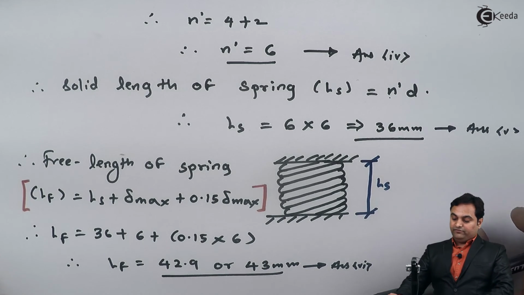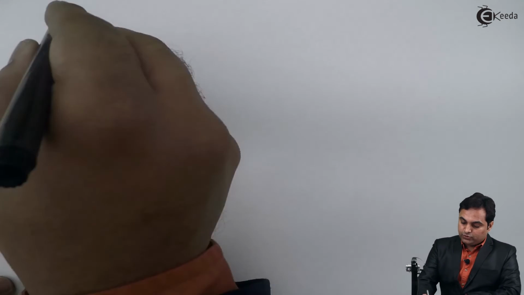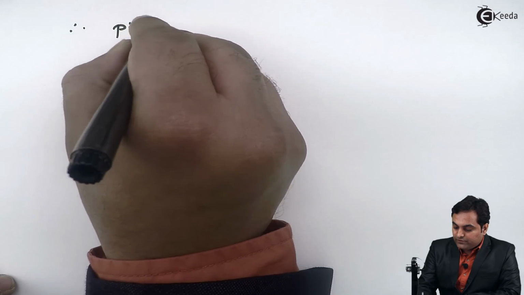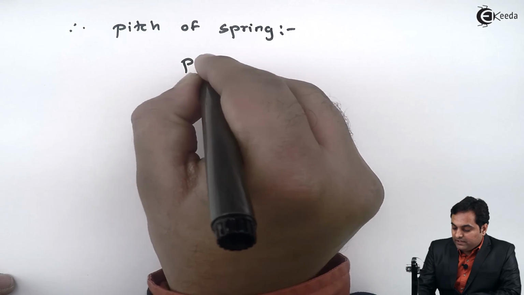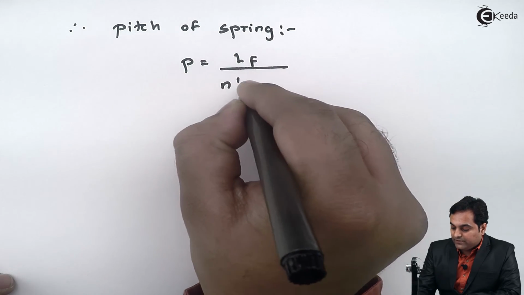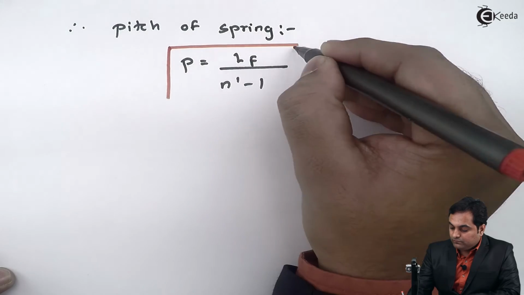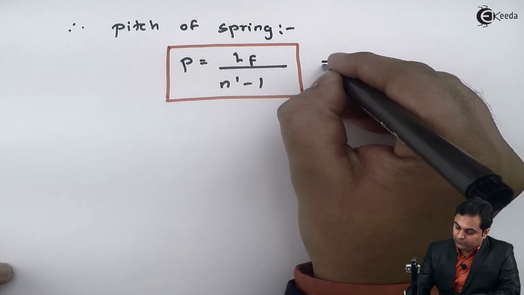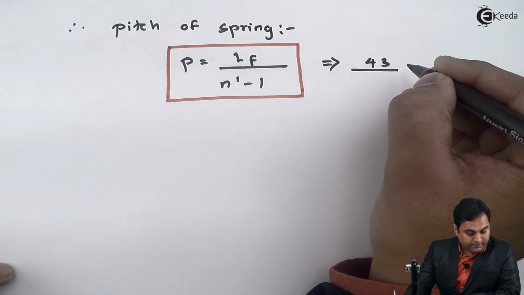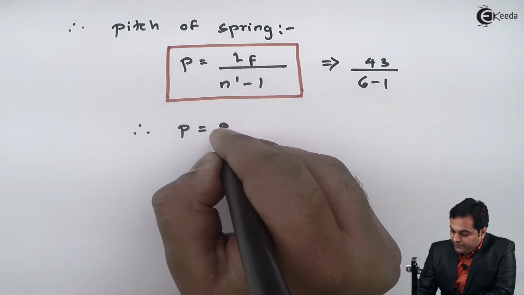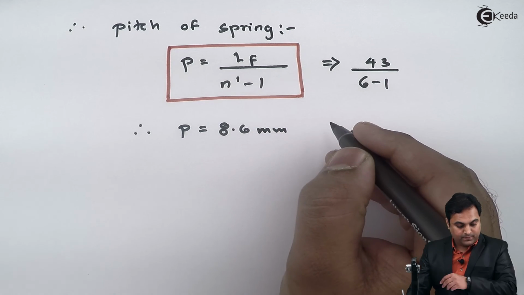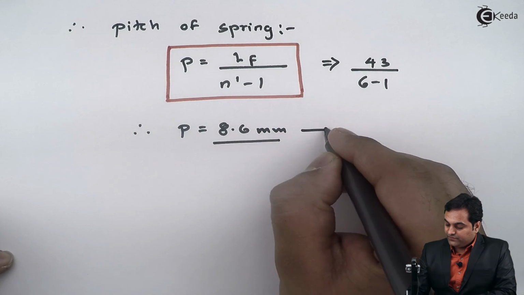Now after getting the free length, that is the spring length in the unloaded condition, that is when there is no load on the spring. So the last thing which is left is the pitch of spring, and pitch can be calculated by the formula free length upon n dash minus 1. So here free length is 43, n dash it was 6 minus 1, so therefore pitch value comes out to be 8.6 mm. Now this is the 7th parameter which we have calculated.